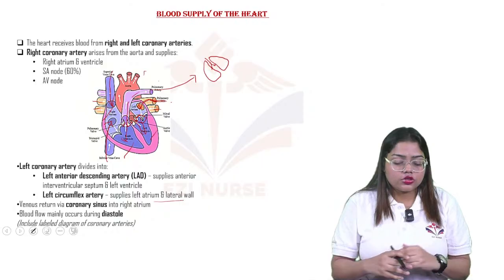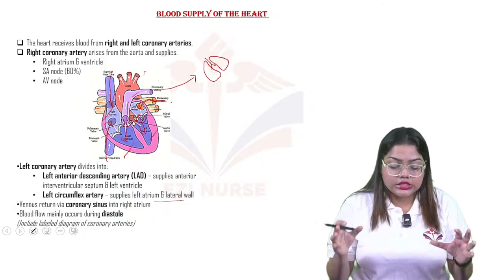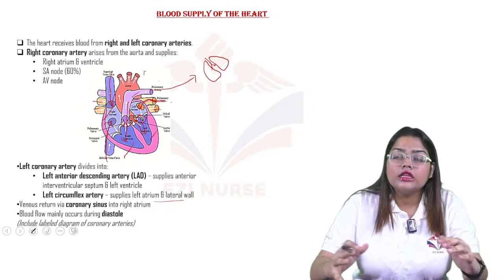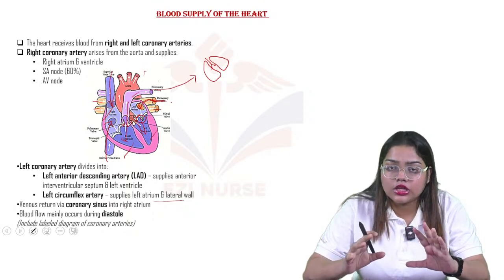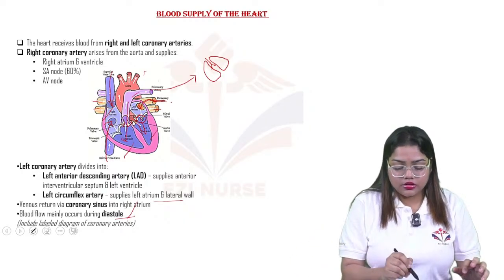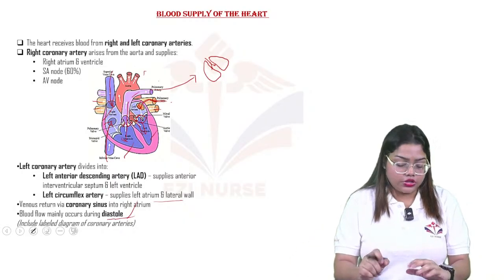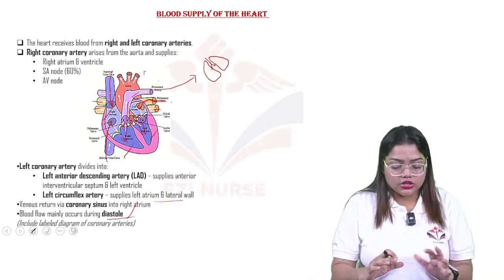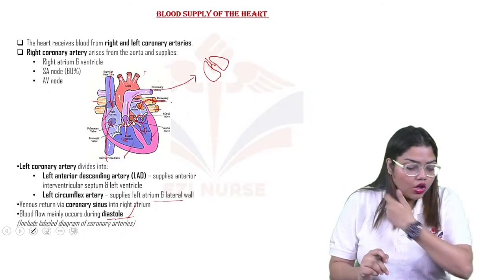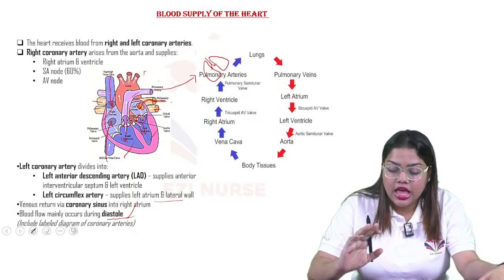Also, the blood flow mainly occurs during the diastole. Now systole and diastole is a completely different topic. Just know this, it can come as a 1 mark MCQ, so you can write it down or note it down. So blood flow mainly occurs during the diastole. So this is how blood circulation happens.